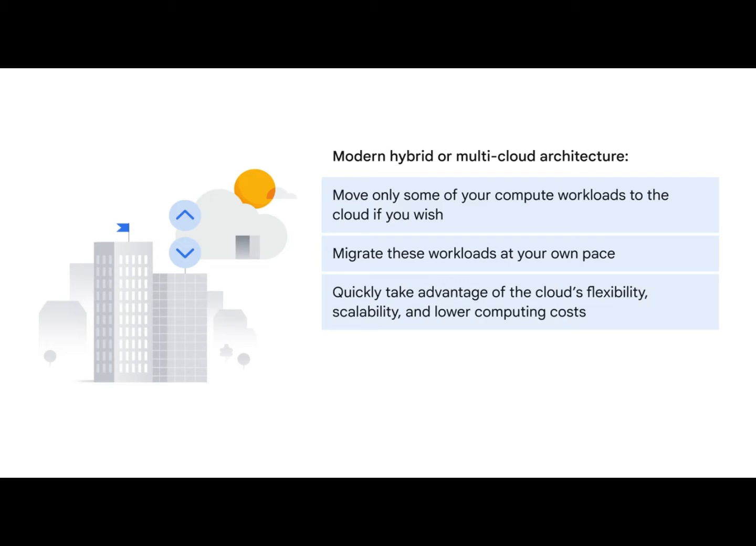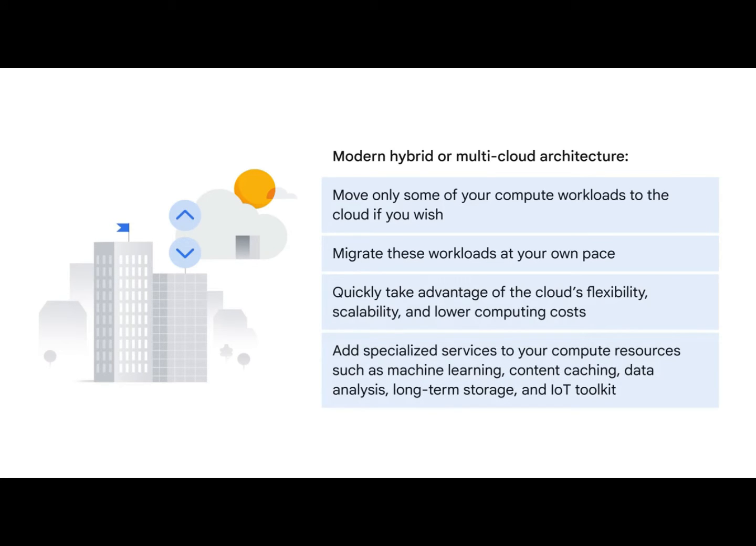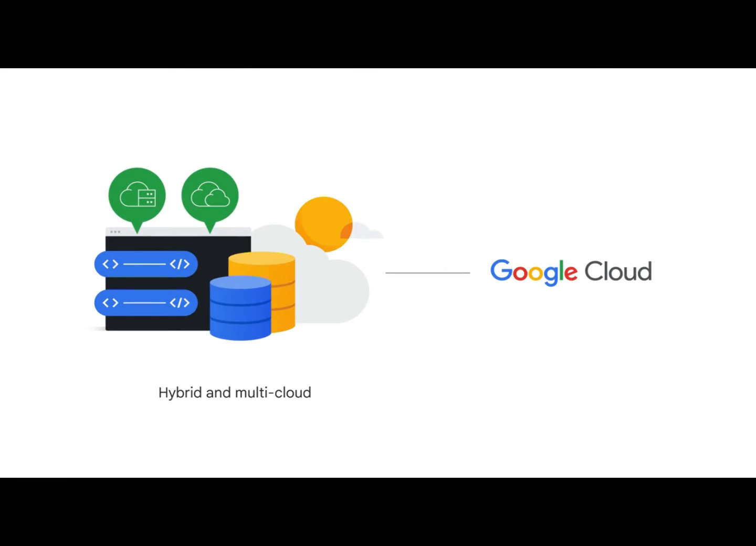Take advantage of the flexibility, scalability, and lower computing costs offered by cloud services for running the workloads you decide to migrate, and add specialized services such as machine learning, content caching, data analysis, long-term storage, and IoT to your computing resources toolkit. In the next video, you'll learn about Google Cloud's answer to modern hybrid and multi-cloud distributed systems and services management.